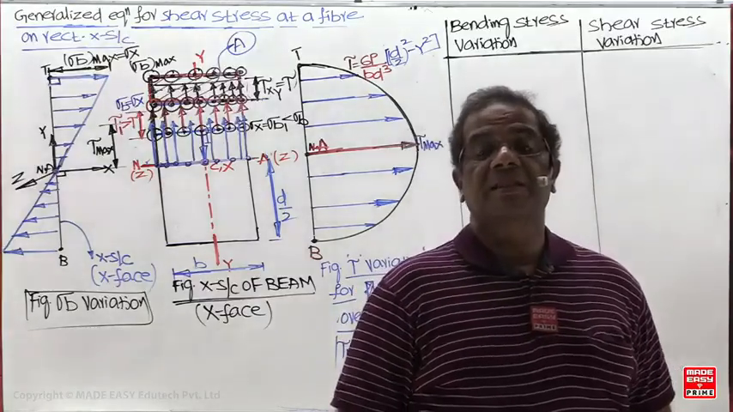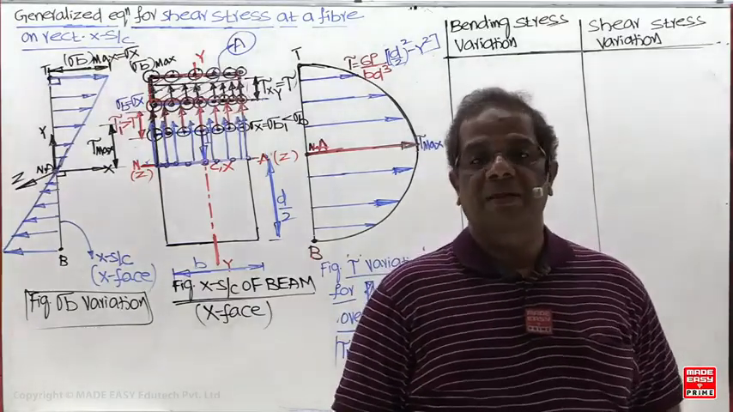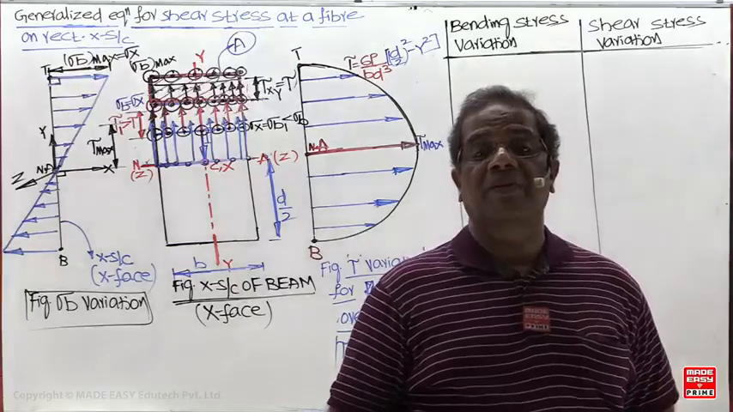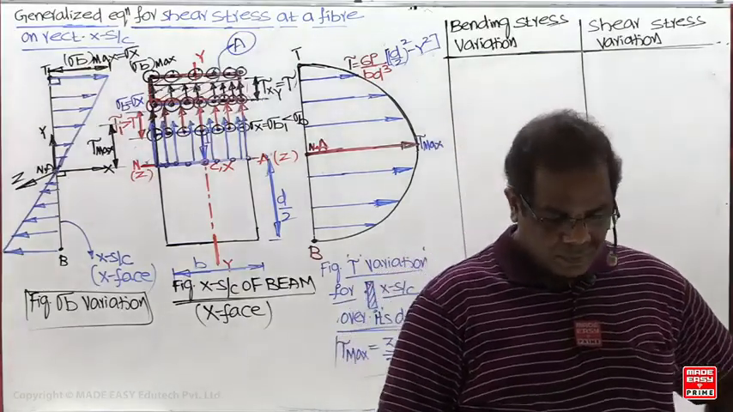Which is missing in that list now? Triangular and SD are missing. In triangular and SD, it is not maximum at the neutral axis. Next.